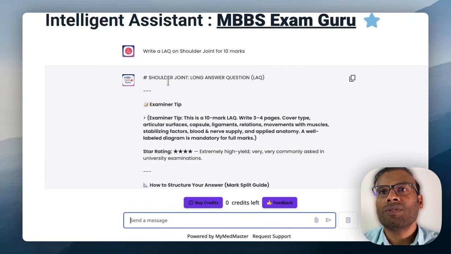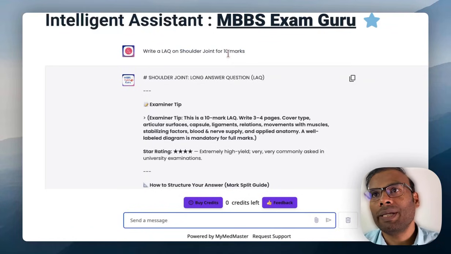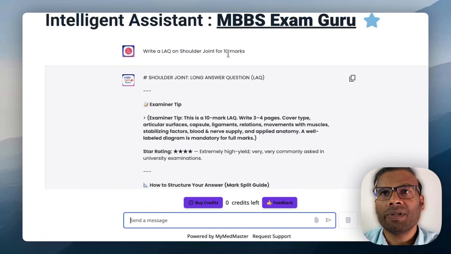So the question was write a LAQ on shoulder joint for 10 marks. If you provide such words, it will understand. You can write here for 10 marks or 12 marks or 15 marks. It depends on which university you belong to. So write a LAQ on a particular question and for particular marks. Then it will start the answer.